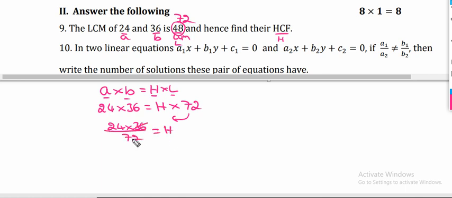So you do 36 ones are 36, 36 twos are 72, and then 2 ones are 2, 12 twos are 24. That is H is equal to 12. That is HCF is equal to 12.